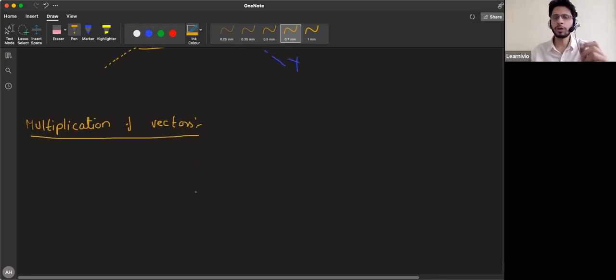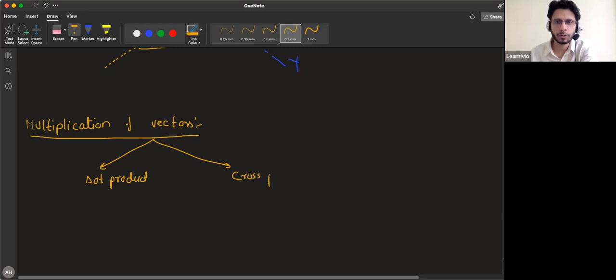So when we multiply two vectors, we can have two cases. The first is on multiplying two vectors, you can get a scalar. Or you can multiply two vectors and the result is a vector. So these are the two types of multiplications. One is known as the dot product. Another is known as the cross product. So in dot product, you multiply two vectors and your result is a scalar. And in cross product, you multiply two vectors and the result is a vector.